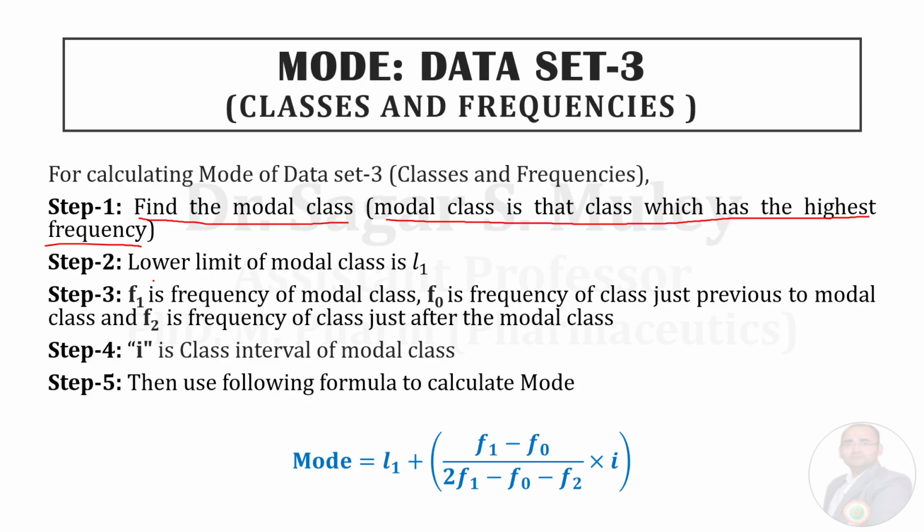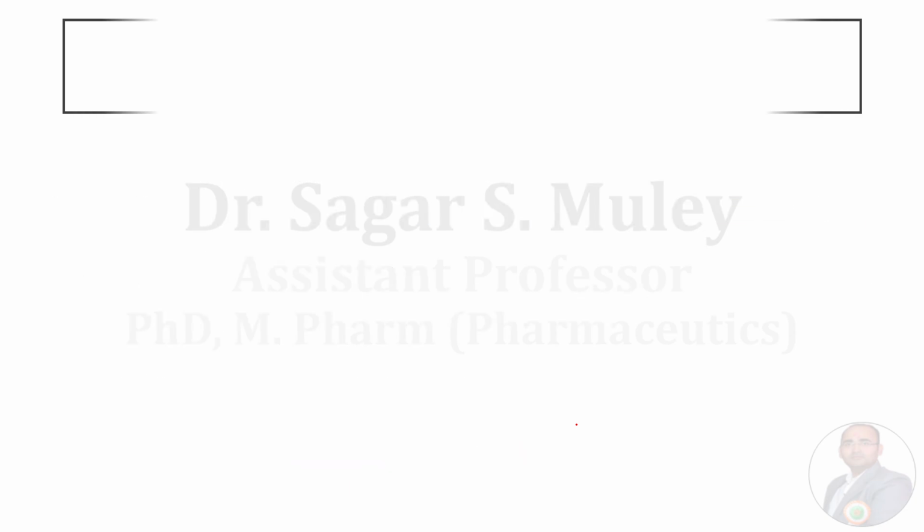Okay, once we know all these values, that is L1, F1, F0, F2 and I, we just have to put all those values in this formula of mode, that is L1 plus bracket F1 minus F0 divided by 2F1 minus F0 minus F2, into I. We just have to put all those values in this formula to calculate our final mode. So we will see one example.